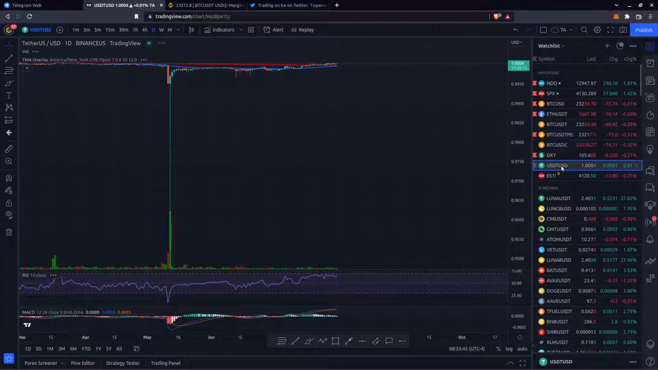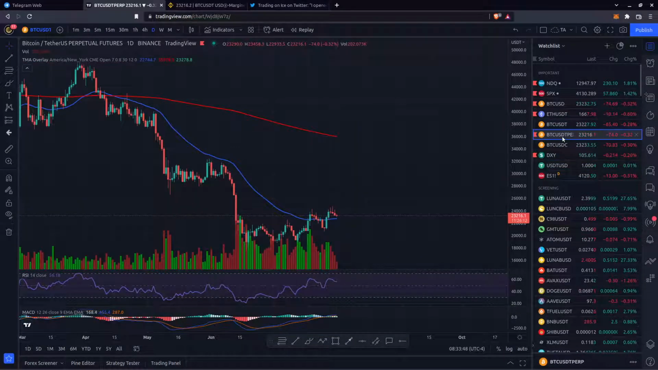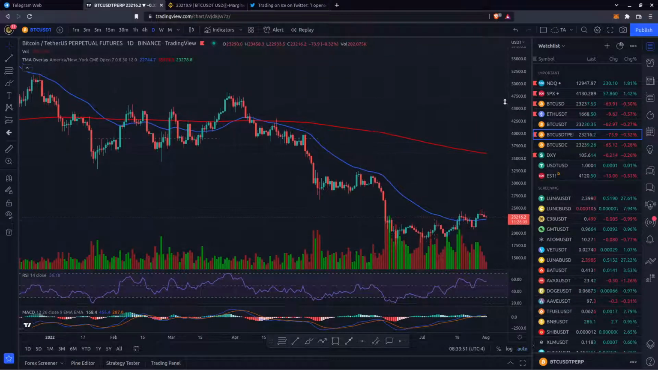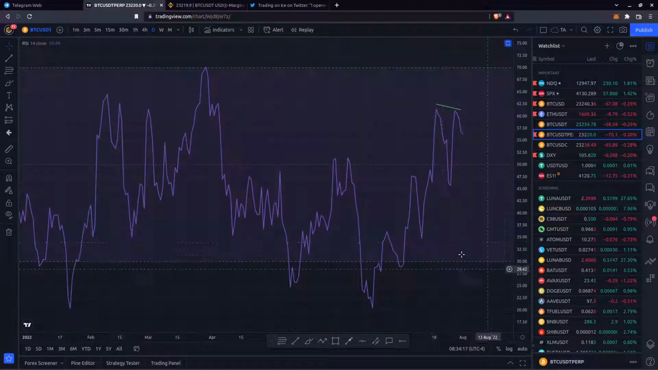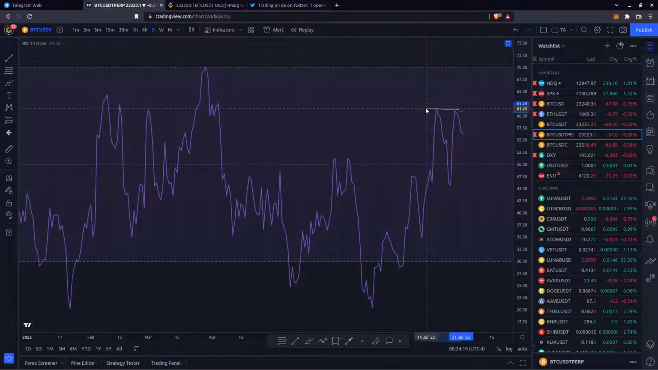Anyway, about Bitcoin, for the Bitcoin price section, the first thing to notice is a little bearish divergence on the daily. So on the daily, let me maximize this a little bit. I have a small bearish divergence on the RSI.